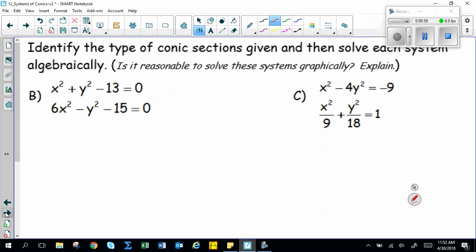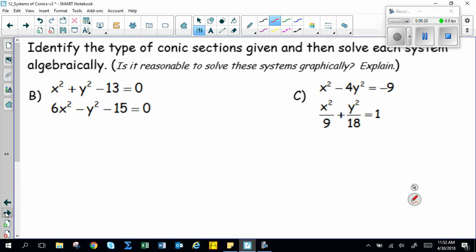But I would like for you to, and if you want to add it to the back or on a separate page, I do want us to do this first one together, the one that I have up there. Okay, I have x squared plus y squared minus 13 equals 0. We'll do the one that's missing on your paper in a minute. And 6x squared minus y squared minus 15 equals 0.